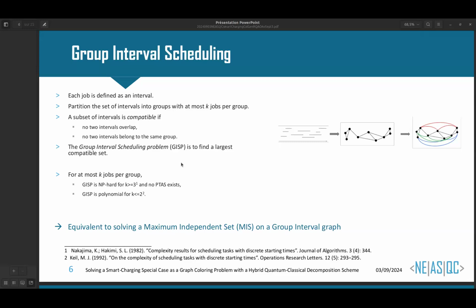For at most k jobs per group, the group interval scheduling problem is NP-hard for k greater than 3 and is polynomial for k less than 2. And this problem is equivalent to solving a maximum independent set on a special graph, a group interval graph, as I explained right here.